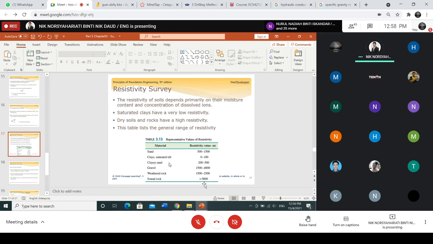Never heard of it? Okay, please find it. What is the sound rock? Weathered rock, you know, supposed to be in geological engineering.